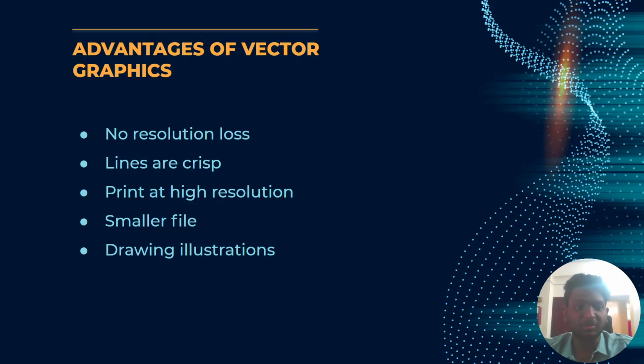So the lines are crisp as well. Even if you zoom in, the lines are sharp and crisp, as in a PDF. If you zoom in through a PDF, you would see the images don't lose their structure or integrity, and they also print at high resolution. So the file size is also smaller compared to Photoshop.